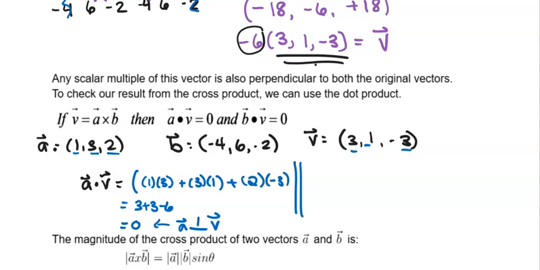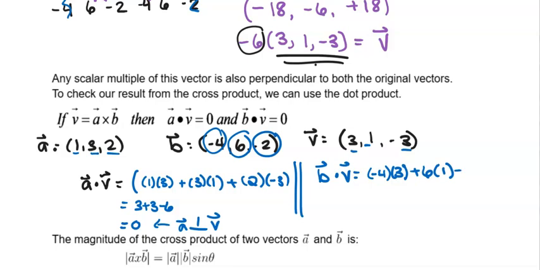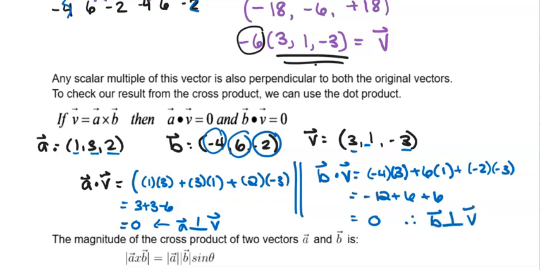And we might want to also check B dot V. Doing the dot product here, I'm going to have negative 4 times 3 plus 6 times 1 plus negative 2 times negative 3. That's negative 12 plus 6 plus 6. That also is 0. Therefore, B is also perpendicular to V.